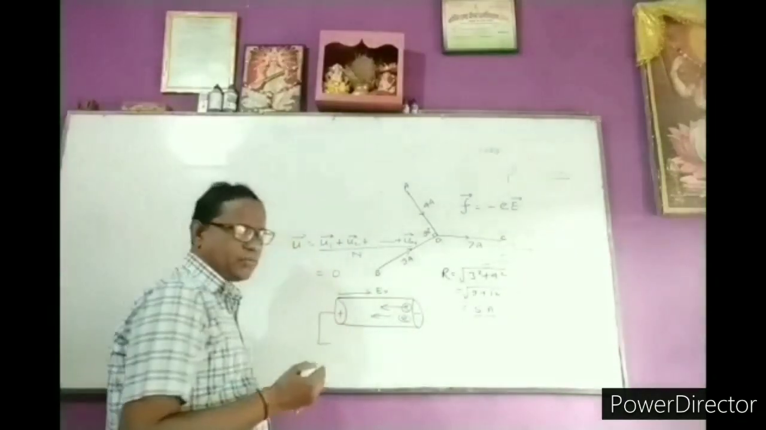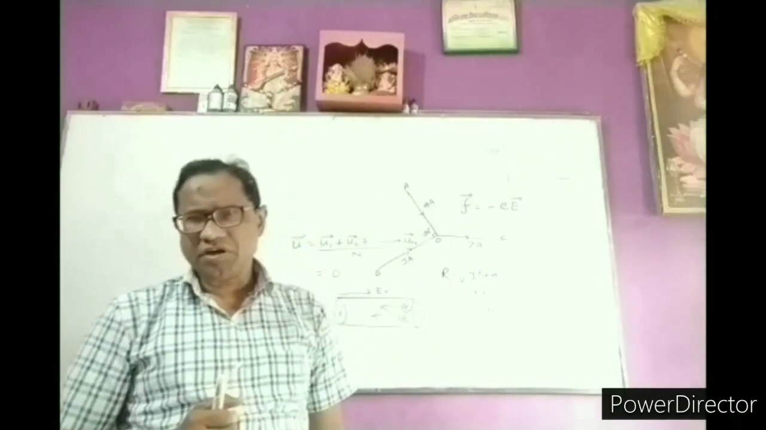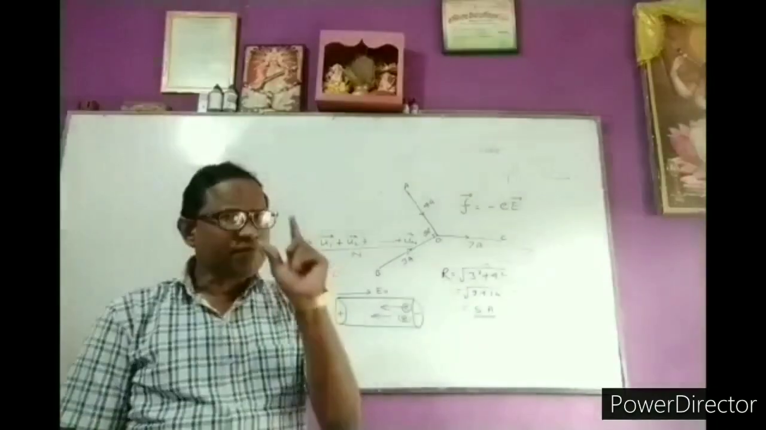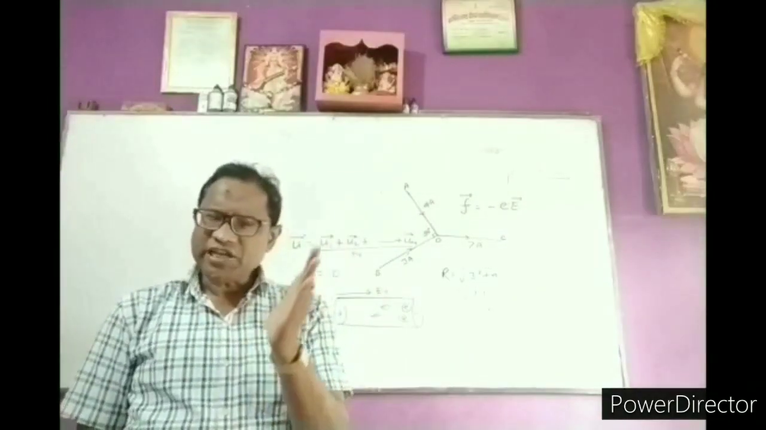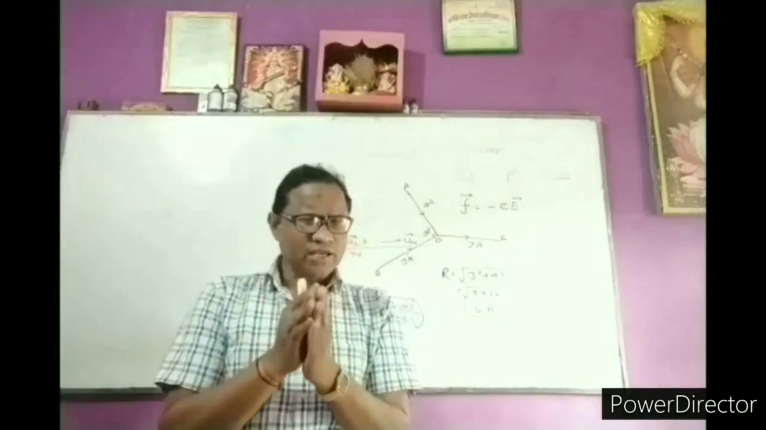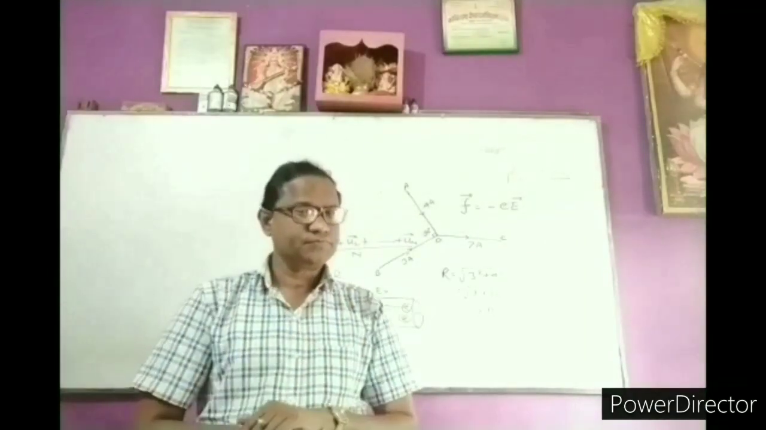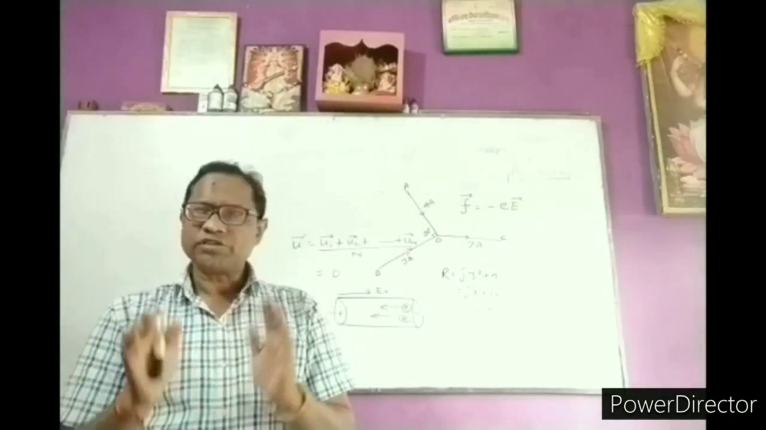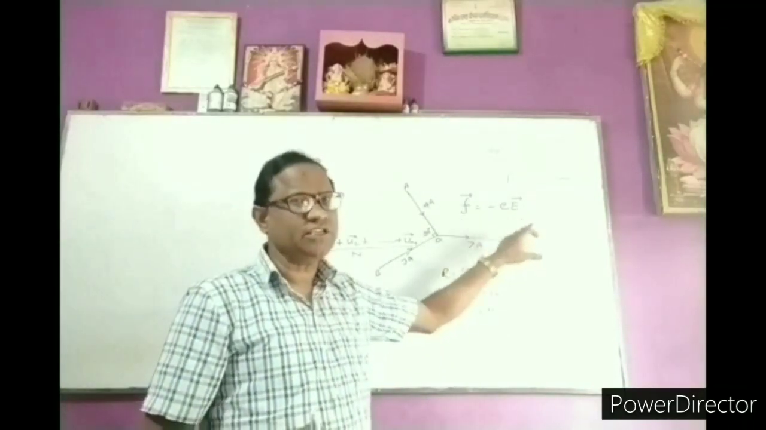From negative to positive end. Next topic, drift velocity. What is drift velocity? The average velocity with which free electrons in a conductor get drifted in a direction opposite to the direction of the applied electric field is called drift velocity. Force experienced by an electron, F is equal to minus eE.